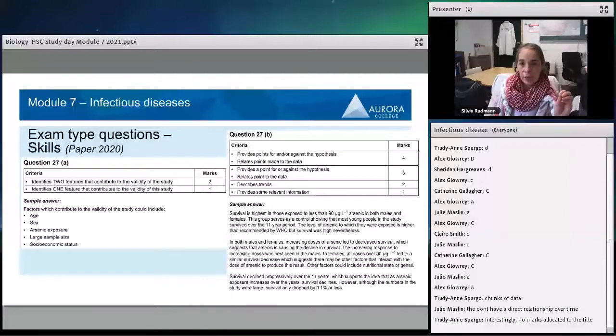And then what's happening with the gender? And then what's happening with the doses, all related to the gender. And then other ones, where he puts another unfamiliar situation in here, are the nutritional state of those people or the genetic makeup of those people, right? And then survival declines progressively over the 11 years, which supports the idea that the arsenic exposure increases over the years. Survival declines, right? And then again a little bit of the results.